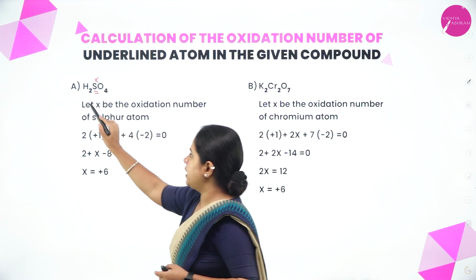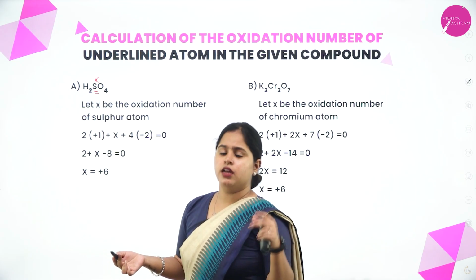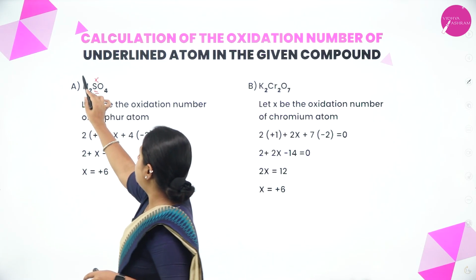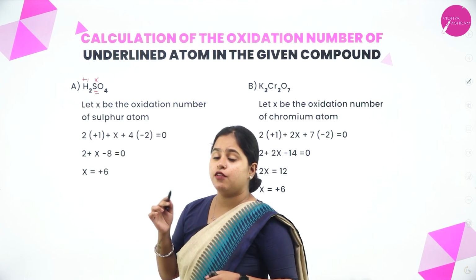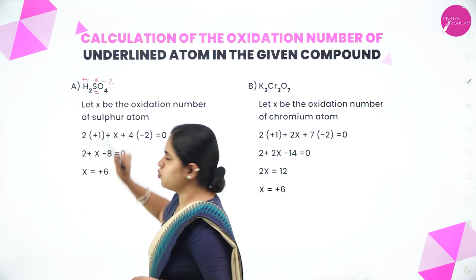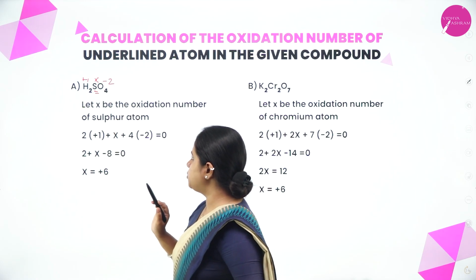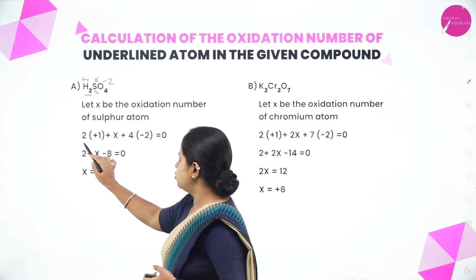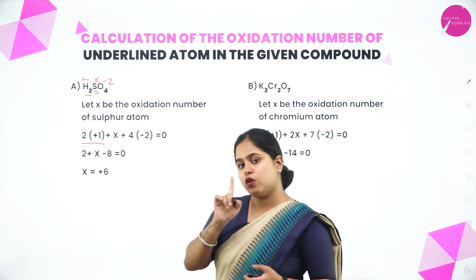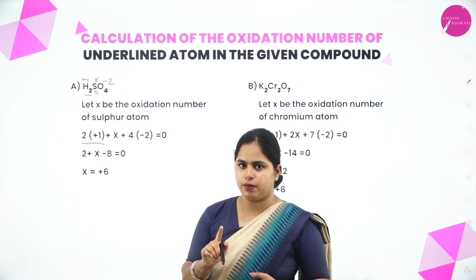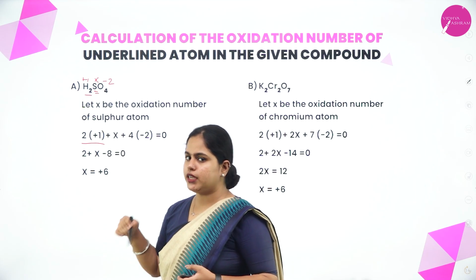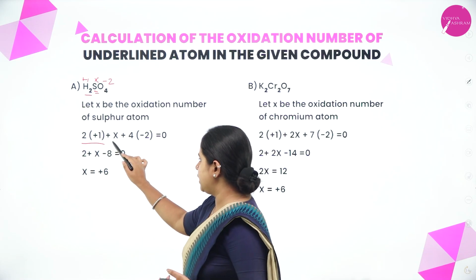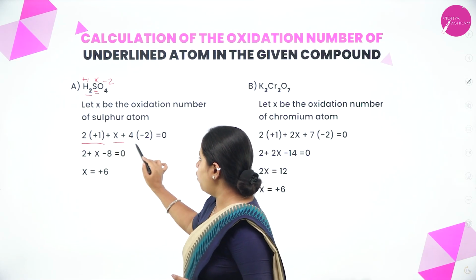So as you can see, H2SO4 is not a hydride. So except in hydrides, in all other cases, the oxidation number of hydrogen will be +1, right? And for oxygen, it will be -2. I hope that much is clear. And how many atoms of hydrogen are here? 2 atoms. So what we have to do? 2 into plus 1. For 1 atom, it is plus 1 oxidation number, so you write 2 into 1. And what else is there? X. Sulfur we don't know, so we keep it as X. So 2 plus X plus 4 into minus 2.